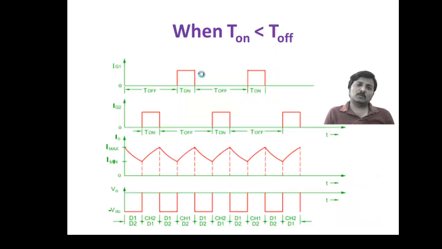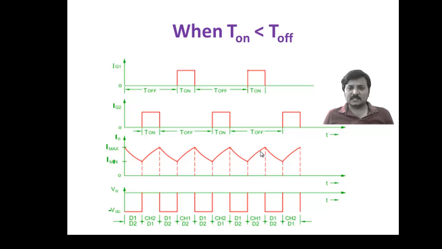So we can see both types of waveforms. The first type of waveform is when T on is less than T off. We have already discussed that the average output voltage is negative. Here you can clearly observe that the T off time is much greater than the T on time in both the gate pulses Ig1 and Ig2. When the switches are on, the current increases, and when they are off, the current is discharged.